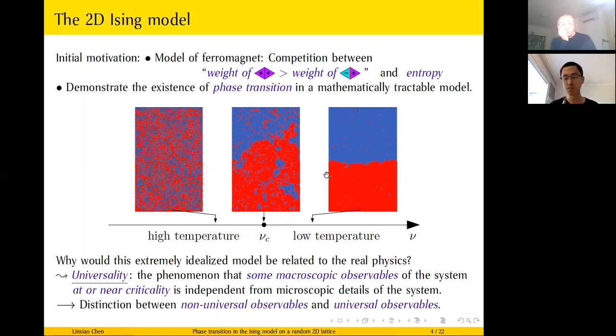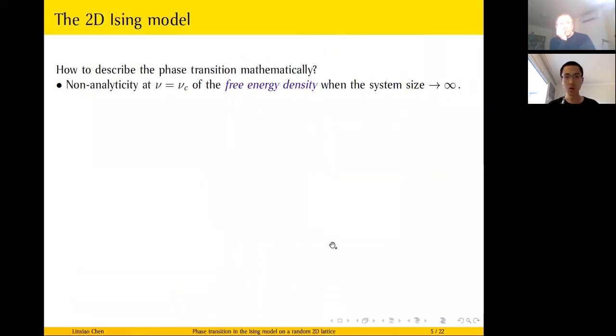But later we'll see examples of universal observables. Then in general, how do you describe a phase transition mathematically? So without relying on drawing pictures.